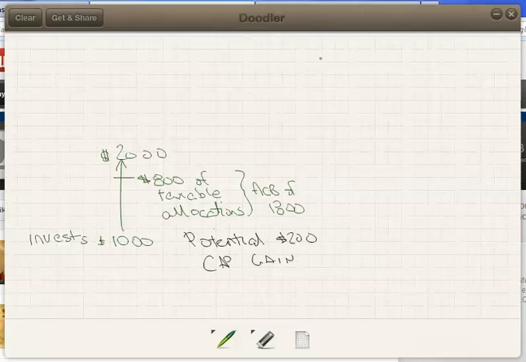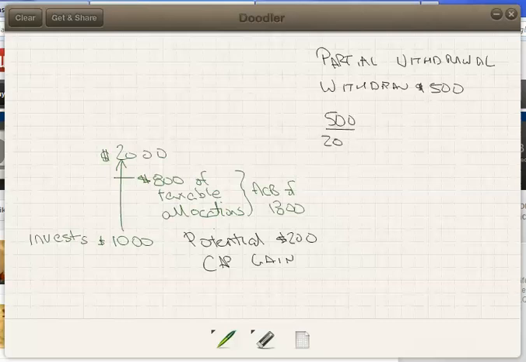But let's say this person just makes a partial withdrawal. They decide that they're only going to take out a portion of what they have invested. They decide to withdraw, let's say $500, just for the sake of argument. It doesn't really matter. $500 is, as a proportion here, 25% of what they could have withdrawn. So it's a 25% proportion.